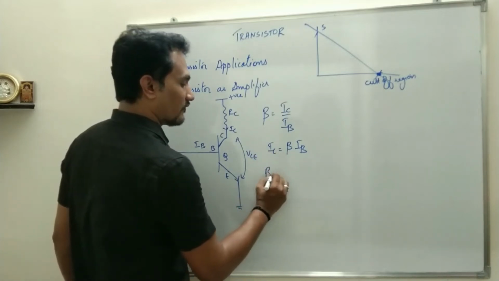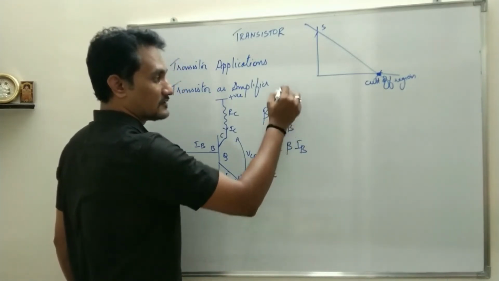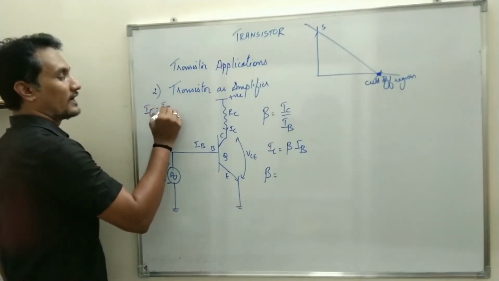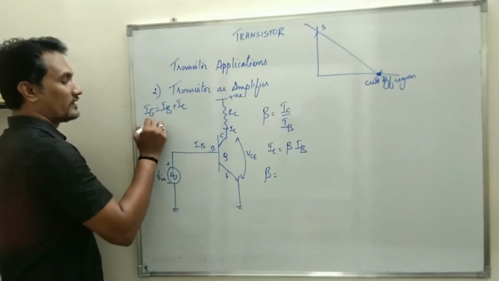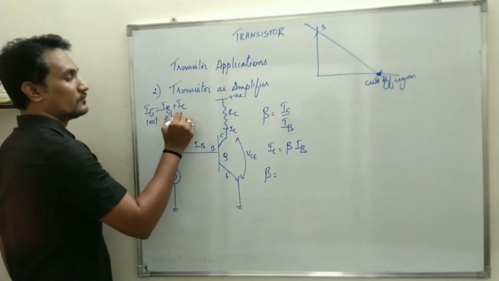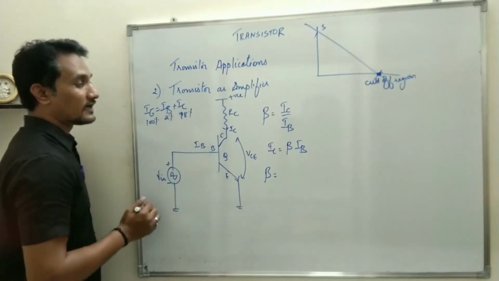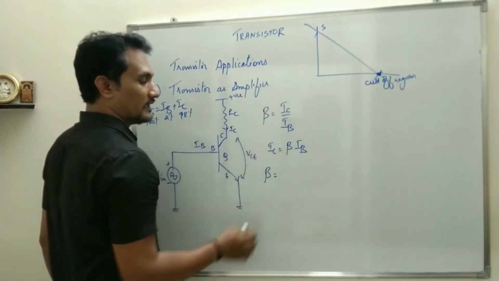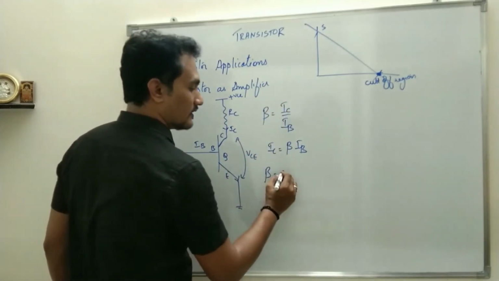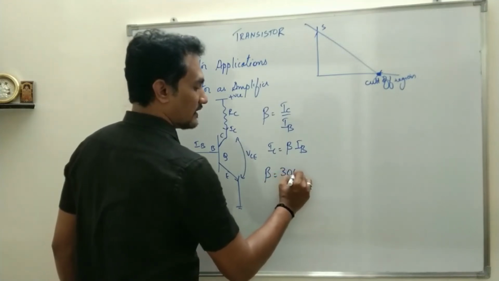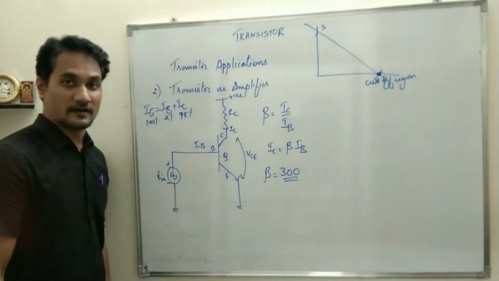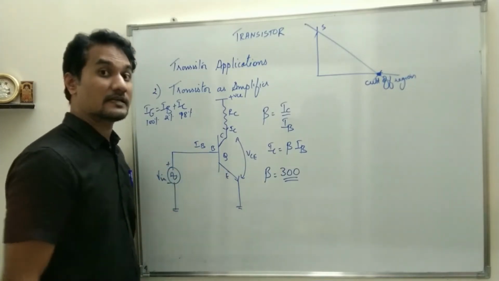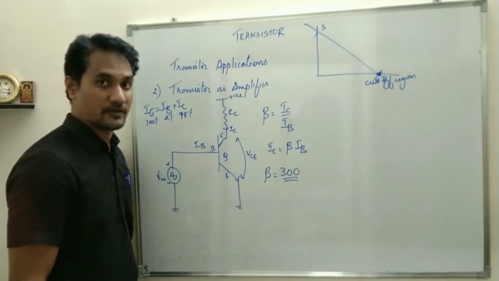Now for this transistor, beta is IC upon IB. IC is very large, IB is very small, right? From the equation IE is equal to IB plus IC. Out of 100% emitter current, 2% goes into the base and 98% goes into the collector. So IB is very small as compared to IC, so beta will be very large, and for a standard NPN transistor the beta value is around 300. Now let us take one example so that you can understand how a transistor can be used as an amplifier.